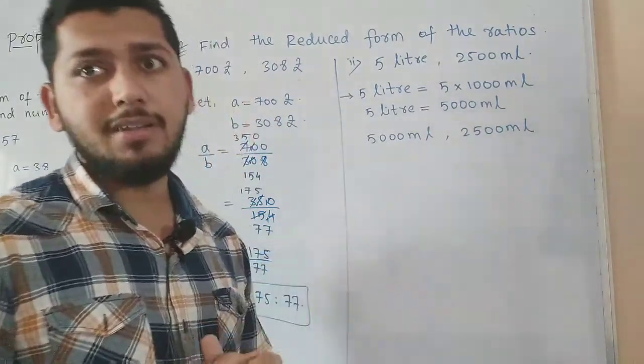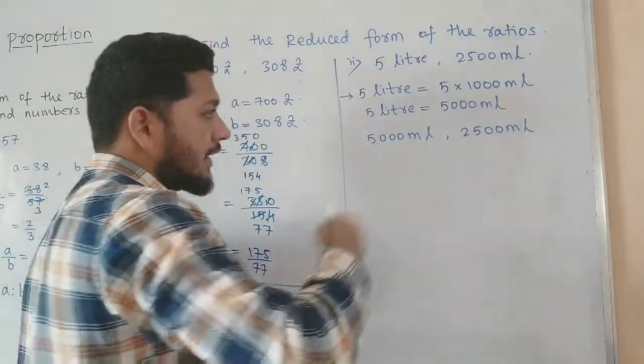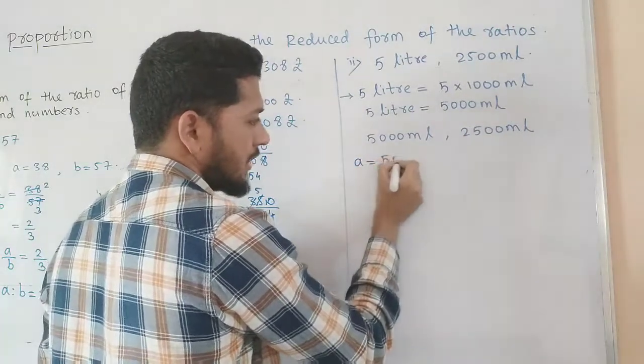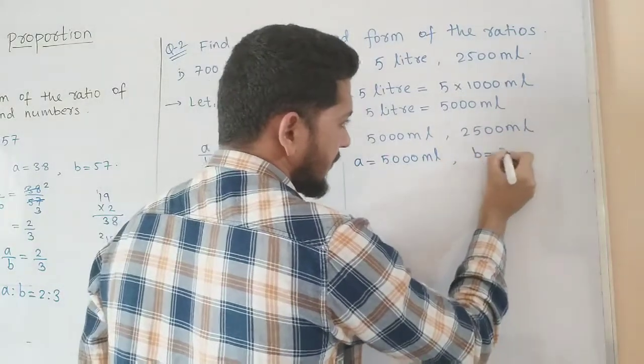Now we can divide this. Now we can take the ratio of these two numbers. Okay? So how will we divide? First we'll consider the first number A equal to 5000 ml and we'll consider B equal to 2500 ml.